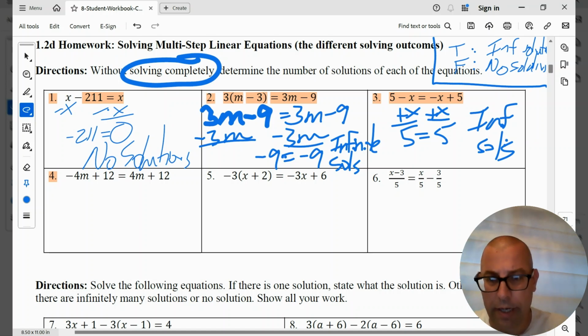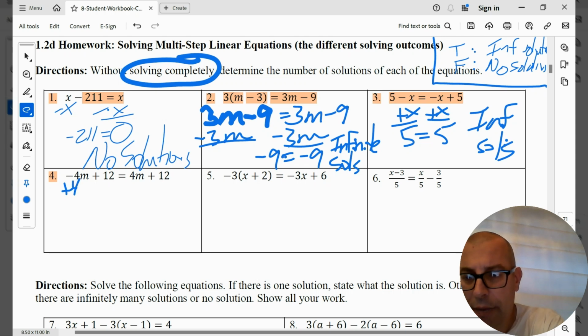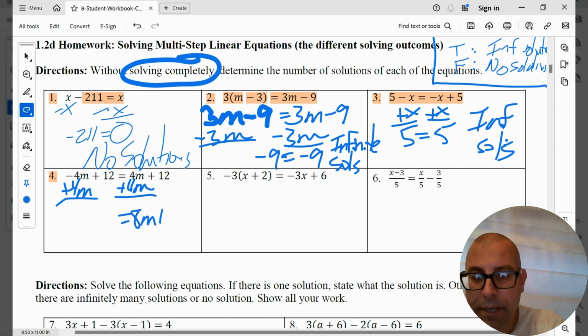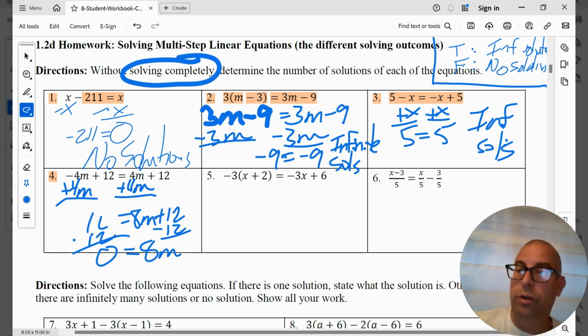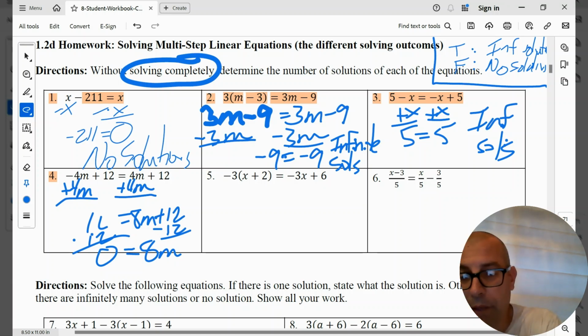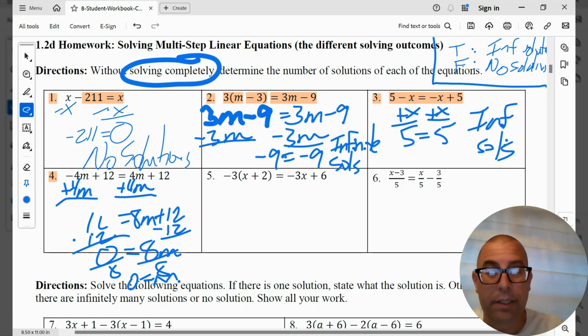So, look at problem number 4. All right, I'm going to add the 4m over. And the reason why I chose to do that is it makes them positive. If I go the other side, I'm playing with negatives. All right, so I've got an 8m. I got a plus 12. And on the other side over here, I got my 12. All right, I'm going to subtract my 12 away. Now, here's the thing. Don't just assume that because I got a 0 that we're dealing with no solutions or infinite solutions. It's only when the letters go away. The letters haven't gone away here. I can solve this equation. I can divide both sides by 8, and I can get 0 equals m. So in this particular case, there is one solution.